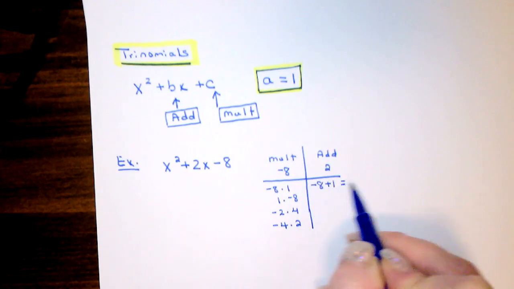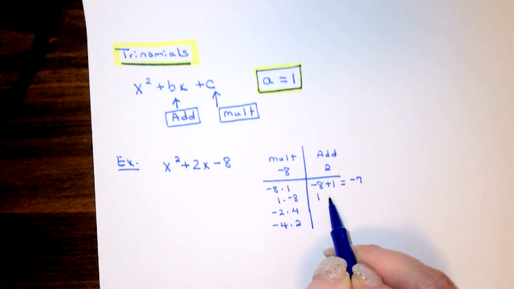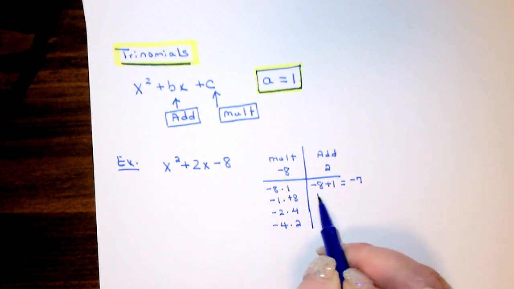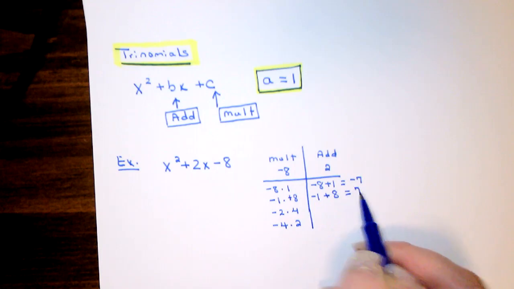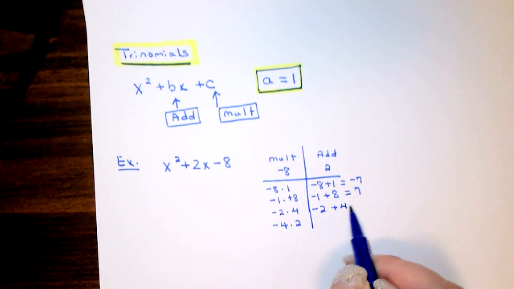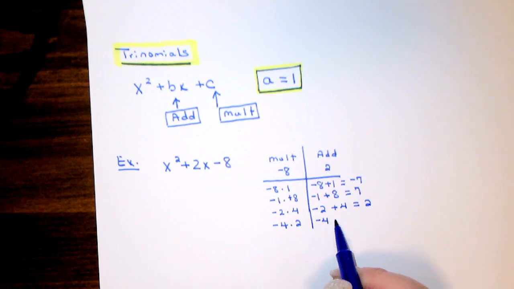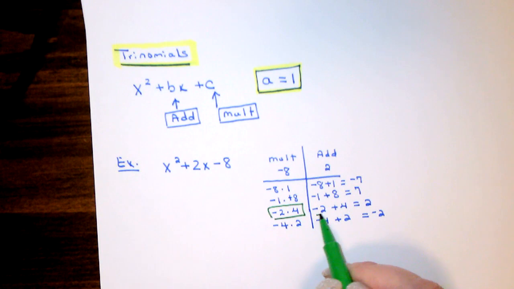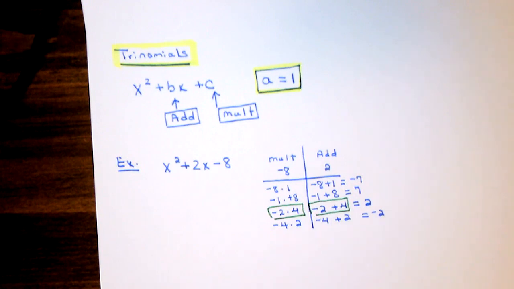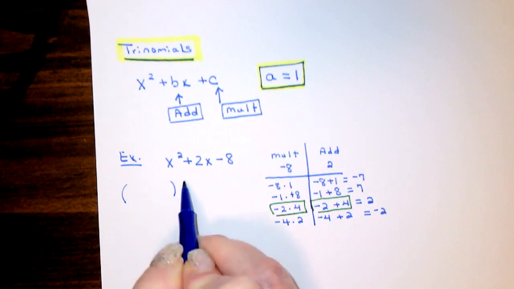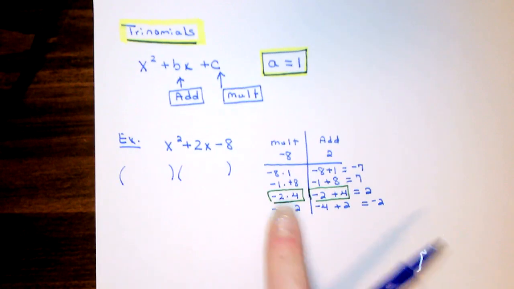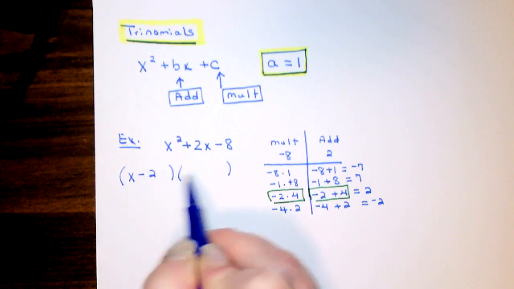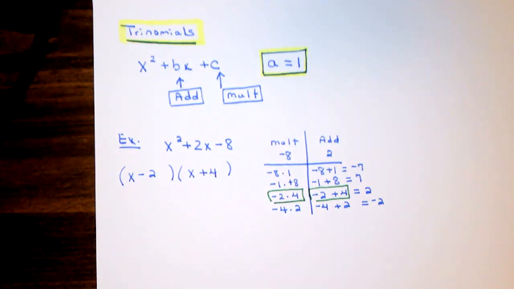So if I take those 2 numbers and add them up, I get -7. I need to fix this to a negative, don't I? So -1 plus 8 would be 7. -2 plus 4 would be 2. And -4 plus 2 would be -2. So once you found the 2 that work, so notice that works here, and it also works about the adding, that's going to be your 2 factors. So when we factor this, it's going to tell us exactly what sign to use. So that's going to be x minus 2 and x plus 4. And again, I would definitely FOIL it to check yourself.